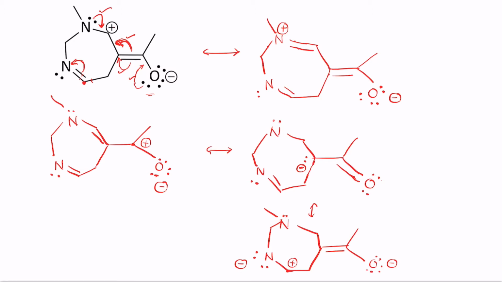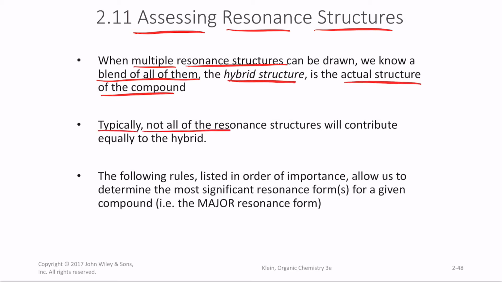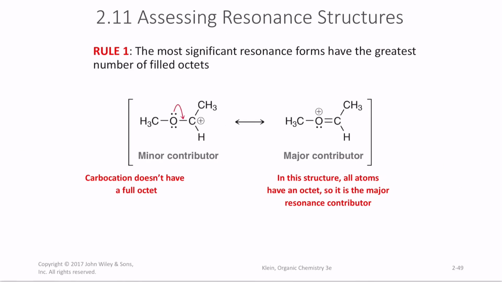That brings us to the concept of assessing the resonance structures. When multiple resonance structures can be drawn, we know that a blend of all of them, the hybrid structure, is the actual structure of the compound. Typically not all of them will contribute equally to the hybrid. So we use a list of rules in order of importance that allow us to determine the most significant resonance form for a given compound, which we call the major resonance form. So what is the rule?